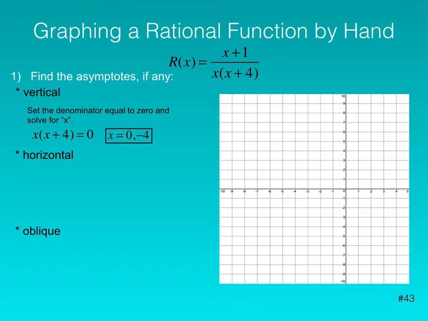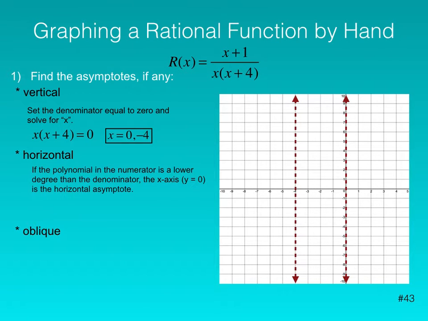So I'm looking at a dashed line going through 0 on my x-axis and negative 4 on my x-axis. Those are my vertical asymptotes. Now the horizontal asymptote: in this case the degree of the numerator is less than the degree of the denominator, and whenever that is true, your x-axis will be your horizontal asymptote. So the equation of my horizontal asymptote is y equals 0. It will be my x-axis, and once again that's because the numerator had a lesser degree than the denominator.